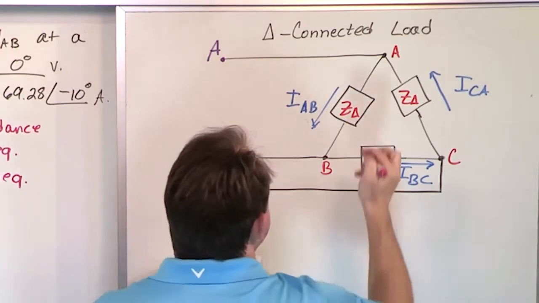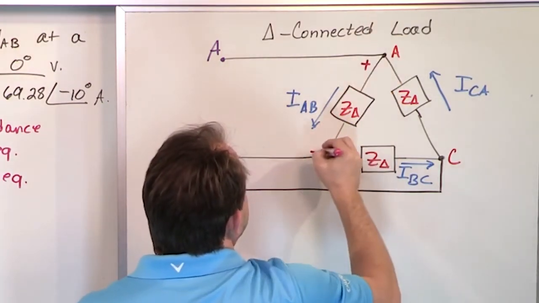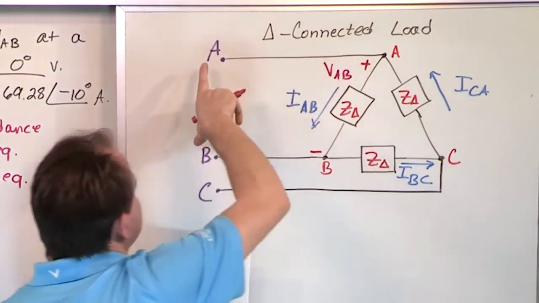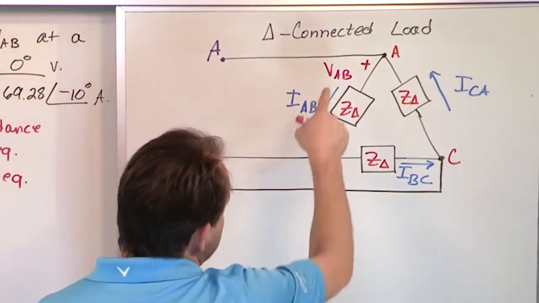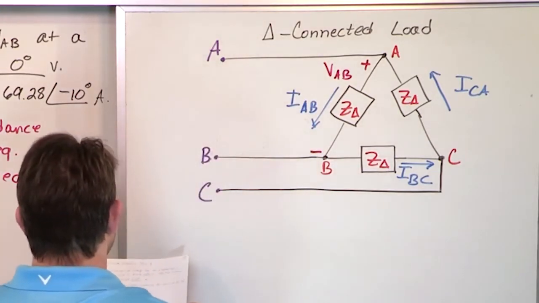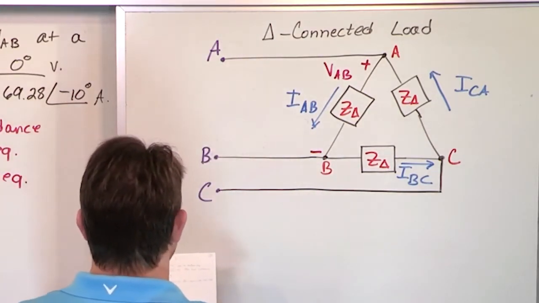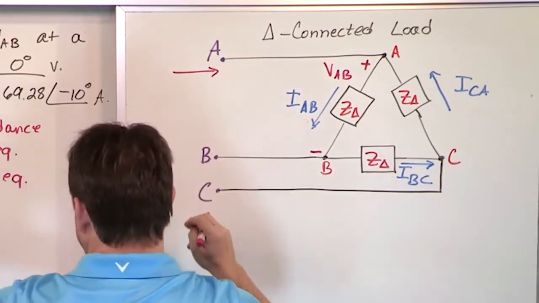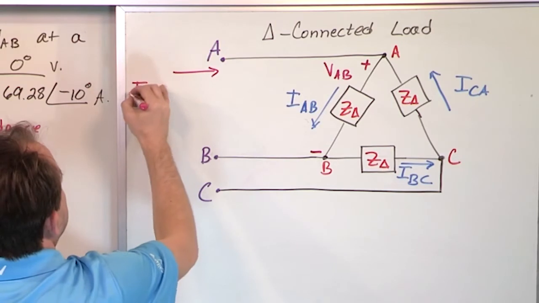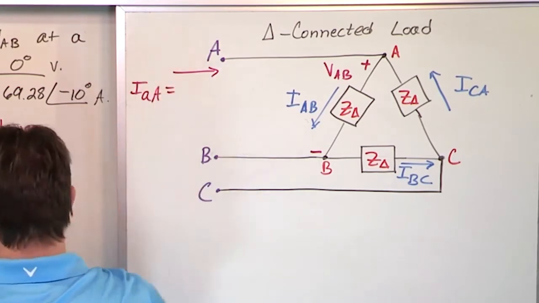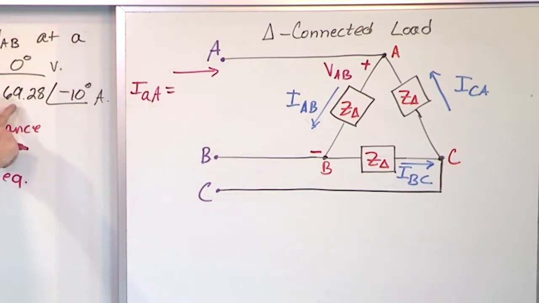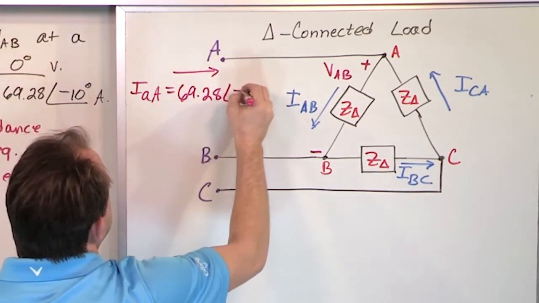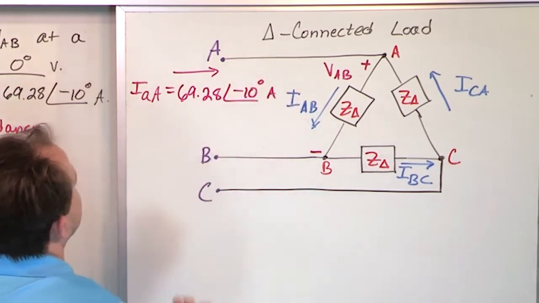From here to here, that's going to be VAB, which is exactly the same as it is down here, right? We're given that as a known quantity. And then we're given this current right here, I little a, big A, and we're given that as 69.28, angle negative 10 degrees. This is amps.